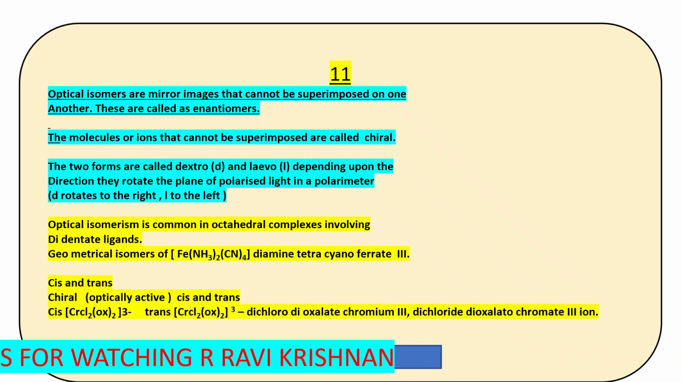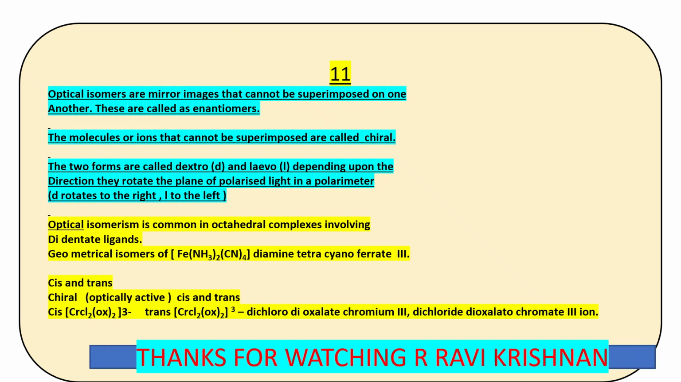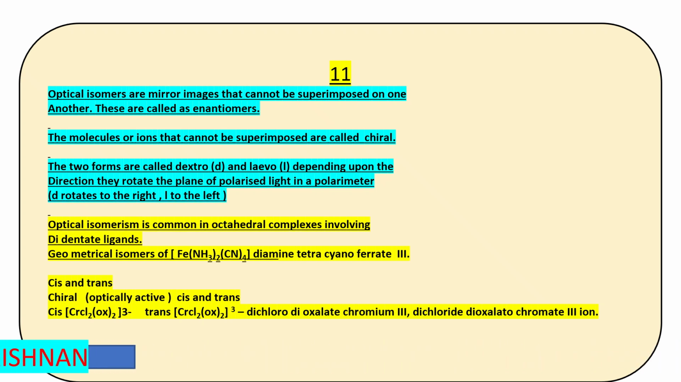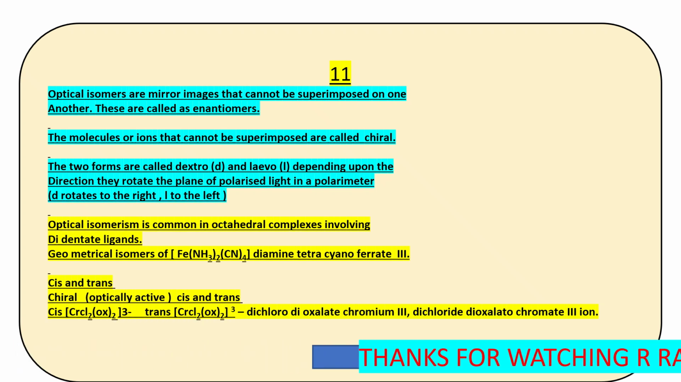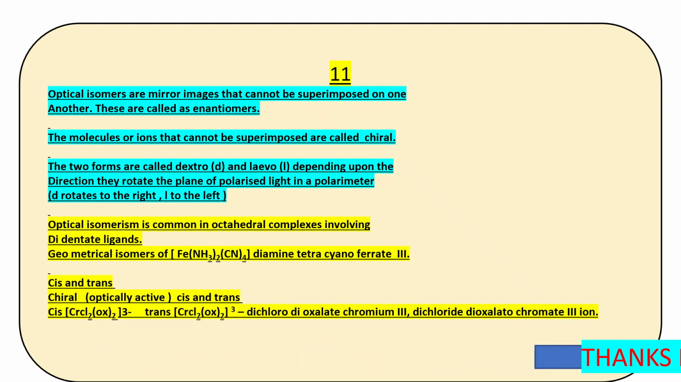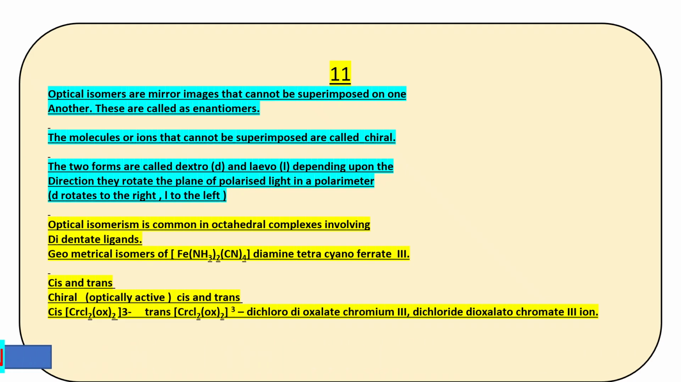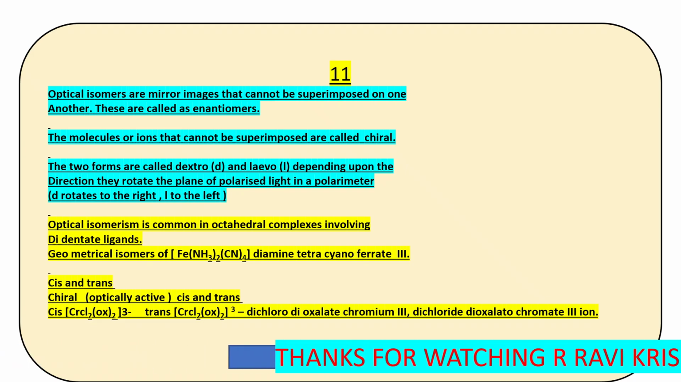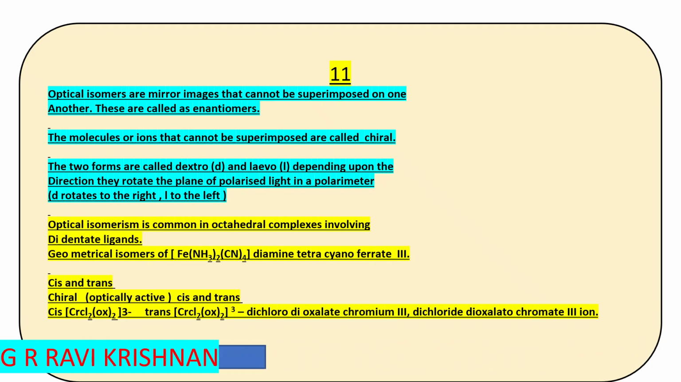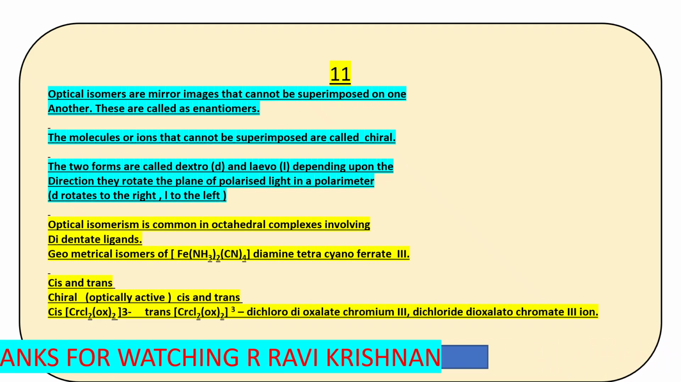Optical isomers are mirror images that cannot be superimposed on one another. These are called enantiomers. The molecules or ions that cannot be superimposed are called chiral. The two forms are called dextro (D) and laevo (L), depending upon the direction in which they rotate the plane of polarized light in a polarimeter. D rotates to the right, L rotates to the left.